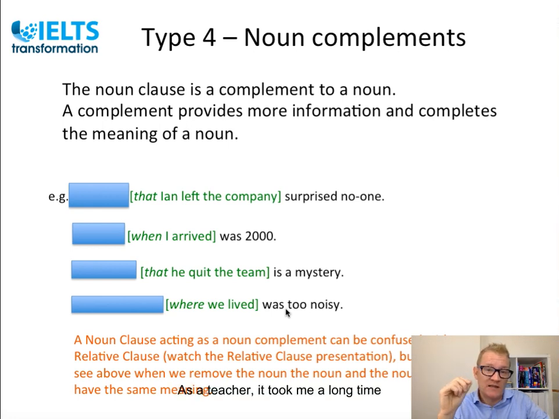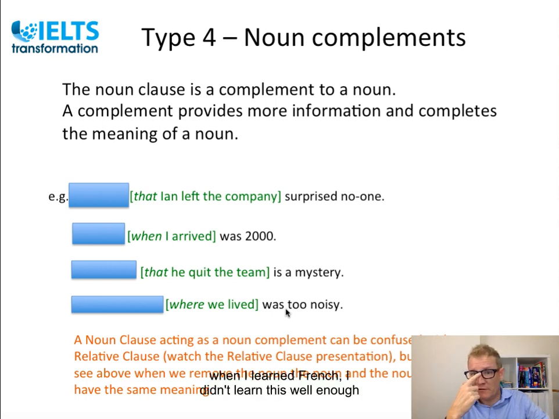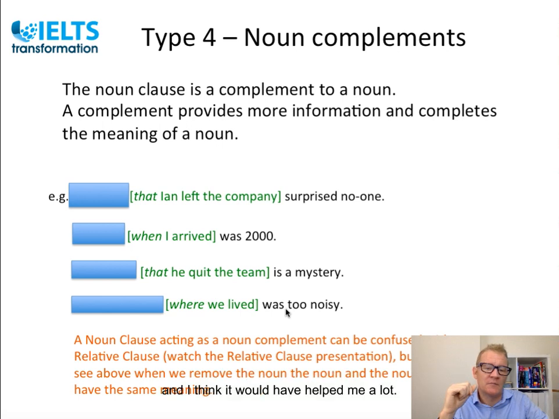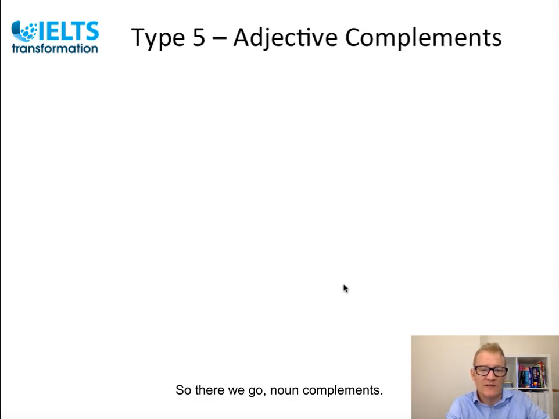As a teacher, it took me a long time to understand what was going on here, and having been a language learner, when I learned French, I didn't learn this well enough, and I think it would have helped me a lot, and certainly stopped me translating. So there we go, now complements.